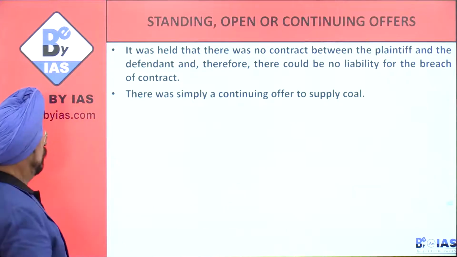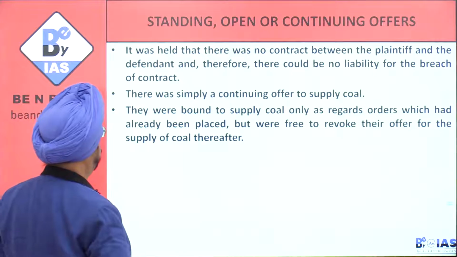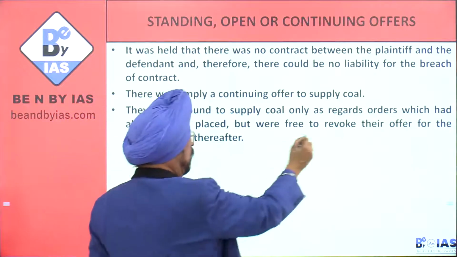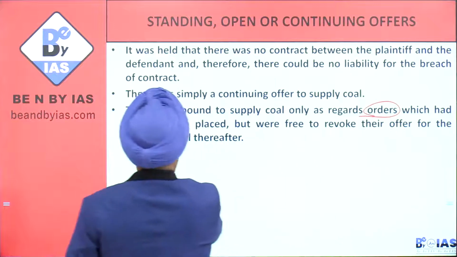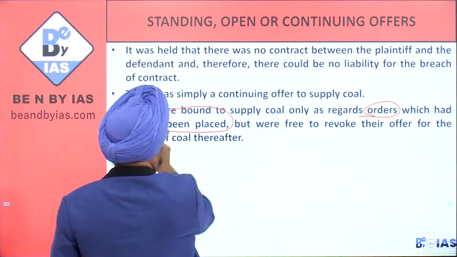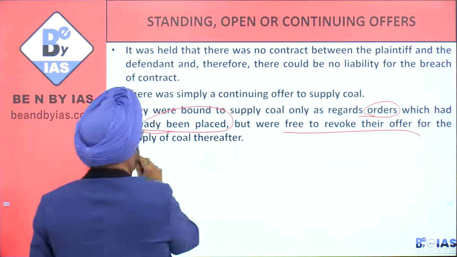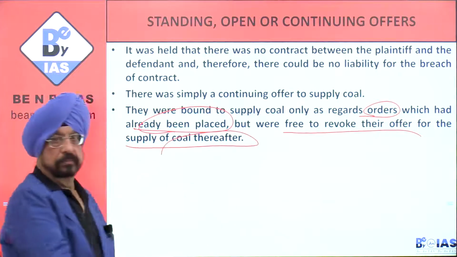So there was only a continuing offer to supply. They were bound by the supply code only as regards orders which had already been placed, but were free to revoke their offer for the supply of coal thereafter.